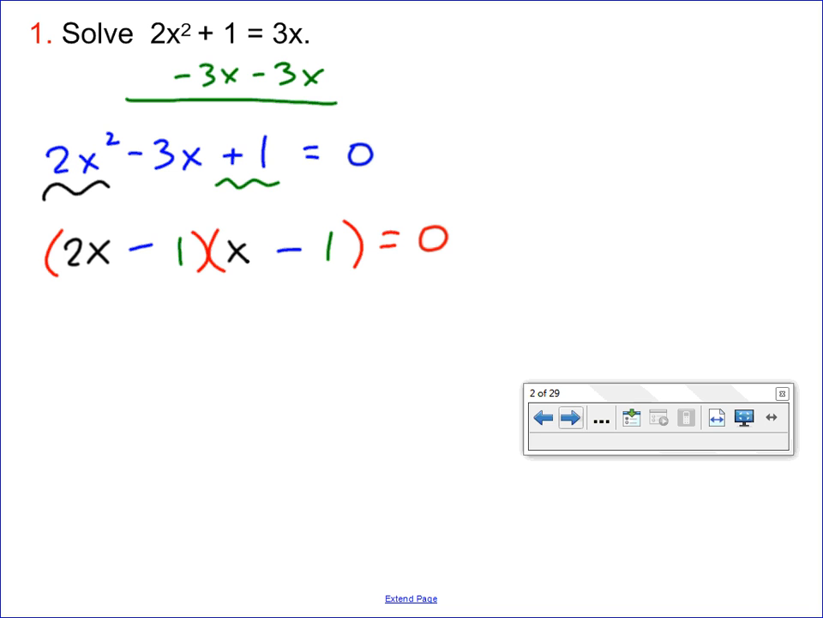Now that I have fully factored form set equal to 0, I can utilize the zero product property and set each individual factor equal to 0 and solve separately. So let's go ahead and do that. We'll go ahead and set that first factor equal to 0, set that second factor equal to 0, and then solve separately to generate my potential solution values.